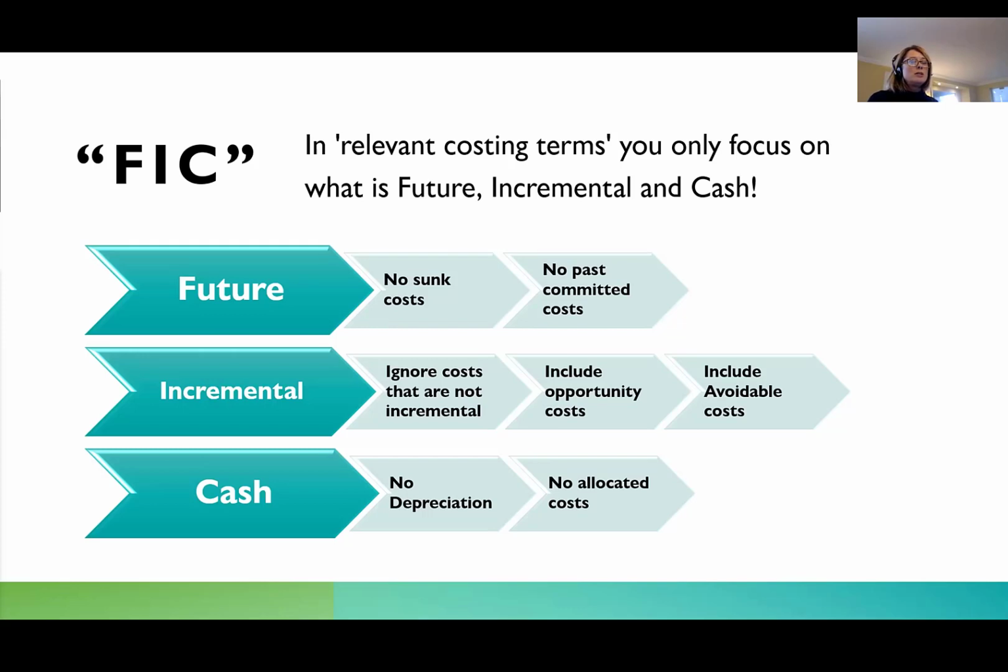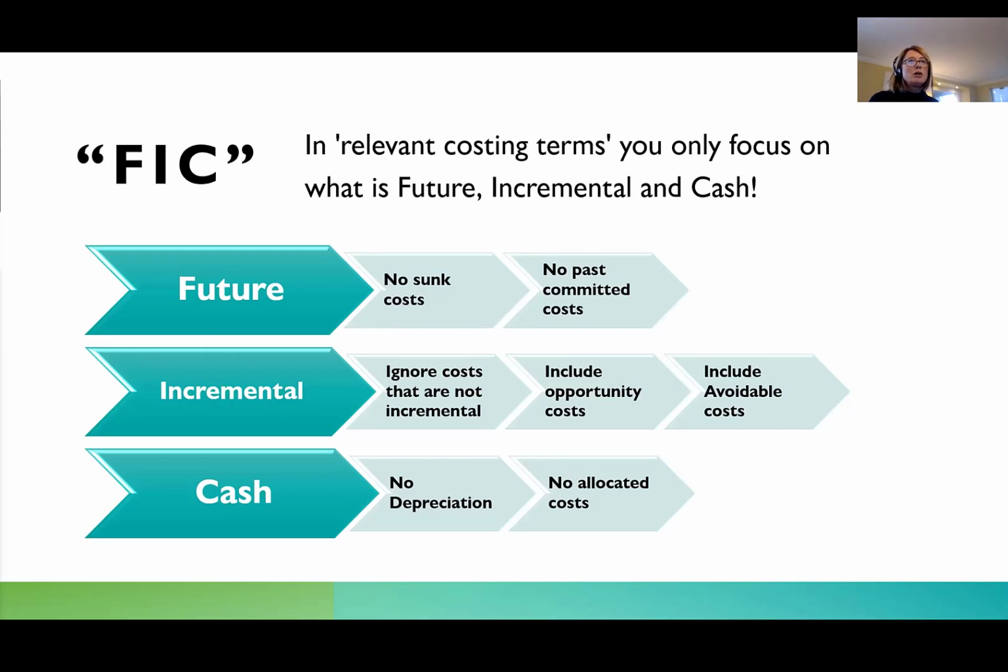Then we've got incremental. Incremental is you ignore costs that are not incremental to the decision you're making. So for instance, paying temp staff to do this project is incremental, but paying salaried staff, who you have to pay anyway, is not incremental. And the same can be applied for materials that you've already bought. That is no longer incremental unless you're going to have to replace them.